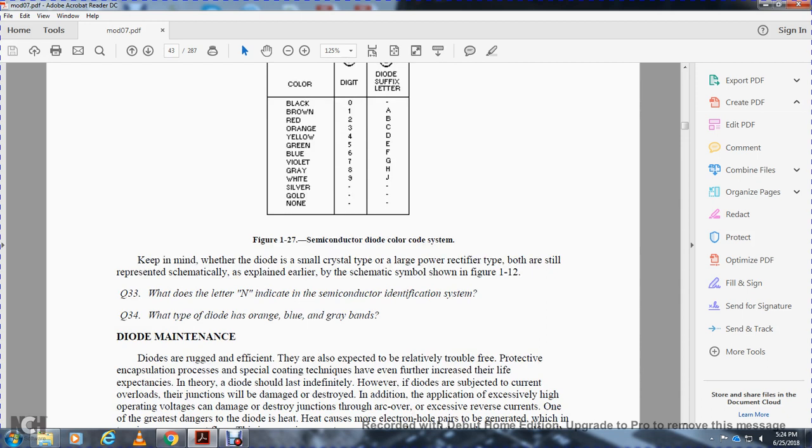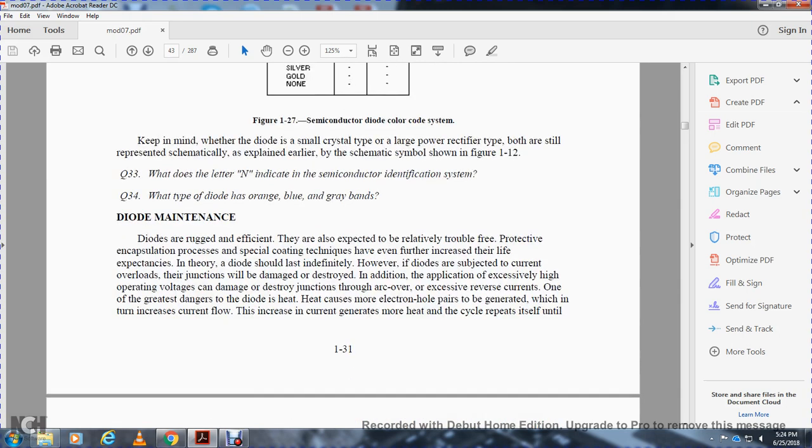Keep in mind that whether the diode is a small crystal type or a large power rectifier, both are still represented schematically as explained earlier with the schematic shown in figure 112.